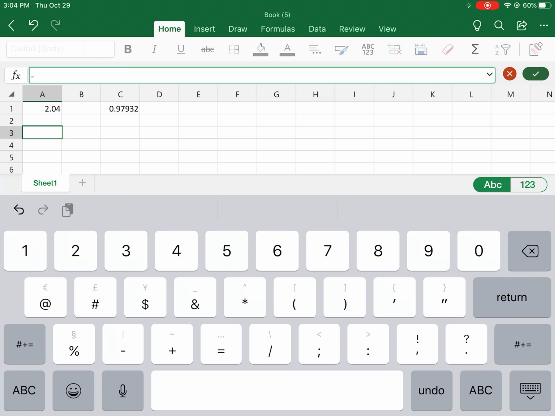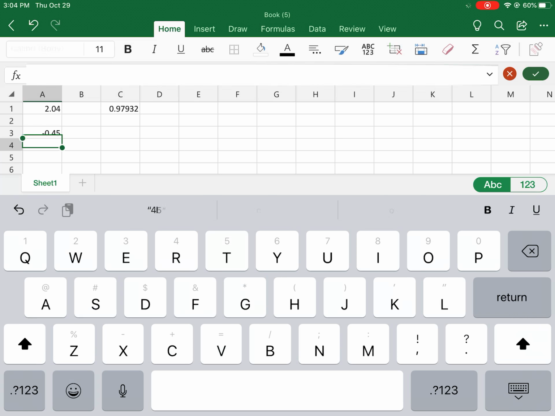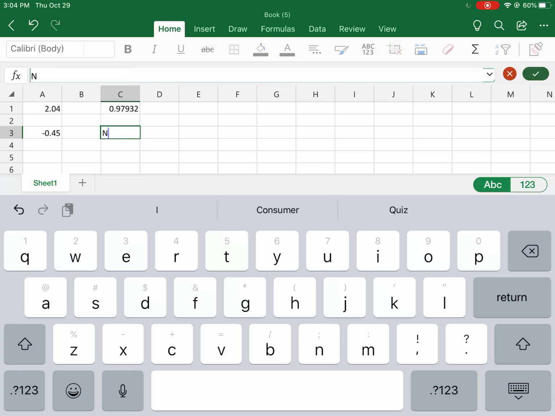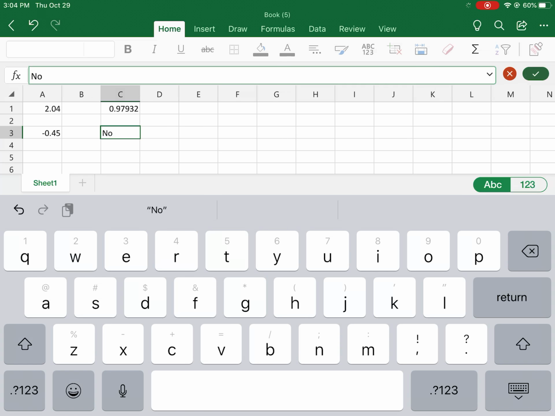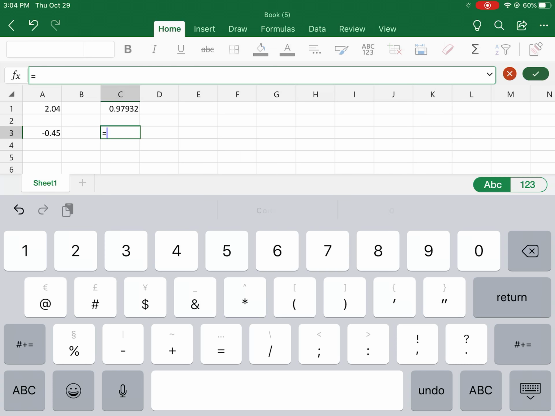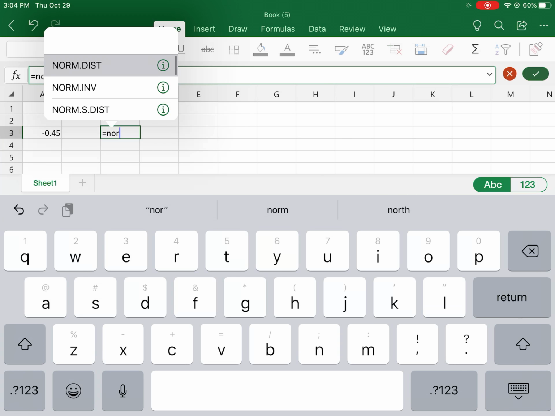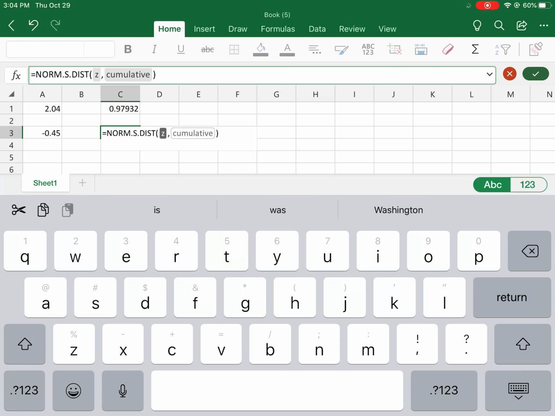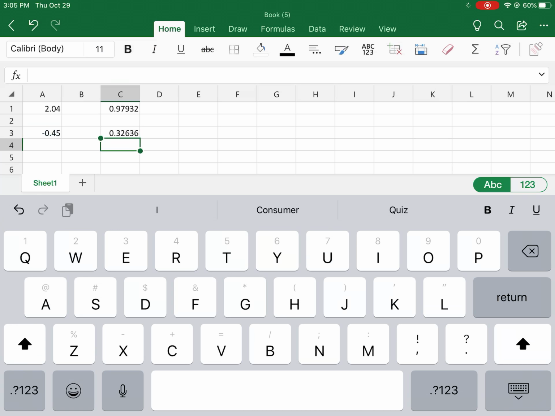So again, I'm going to do the same thing. I'm just going to type in the z-scored number, negative 0.45. Okay. And now I'm going to find the normal distribution. So that's equals NORM.S.DIST. There it is. Okay, so then here's my z-score, and here is true.